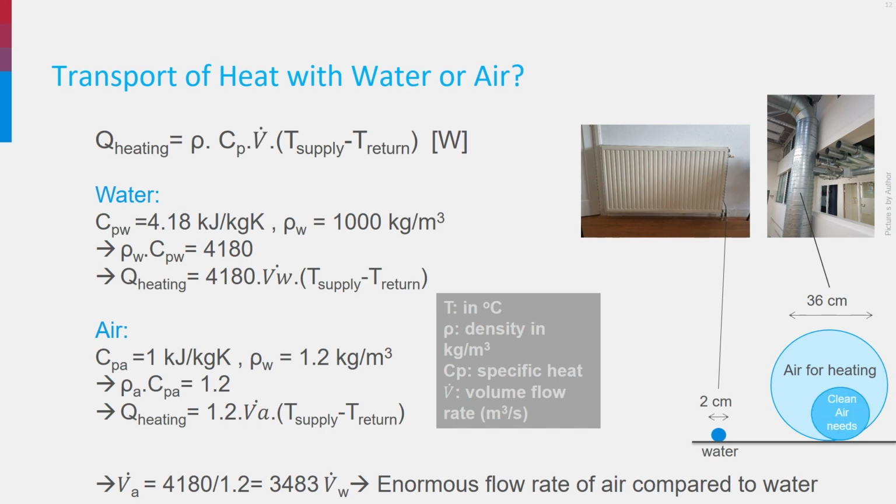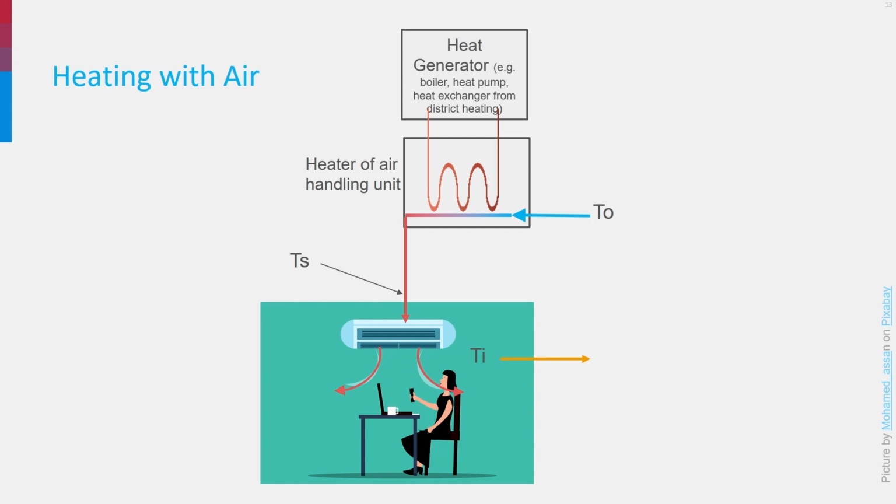To save space in corridors and rooms and to avoid draft by the air system, the needed clean air is heated or cooled in an air handling unit, and the remaining heat demand is provided by a water system, like radiators or floor heating. Let's look now into more details at the transport of heat using air.